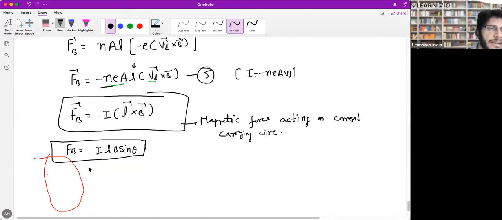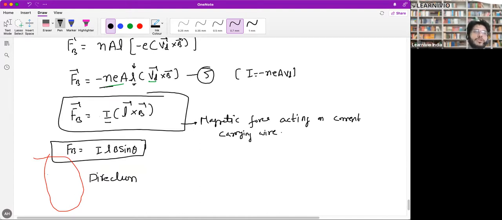Okay, the next is the direction of magnetic force. How did it become L cross B? See, this n, e, A, and v_d, you can write it as I. This whole term, you are left with L only. Now, for the cross product, you need two vectors.